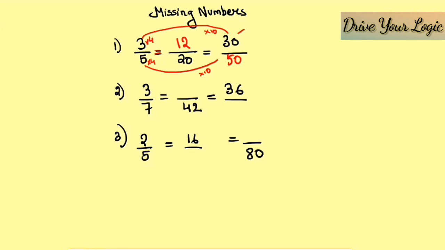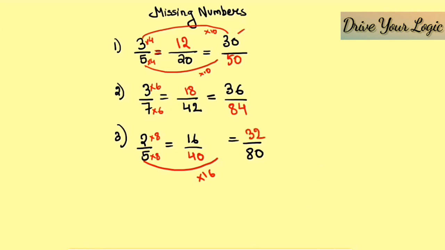Now 7 into how much is 42? 7 into 6. So 3 into 6 will be 18. Now 3 into how much is 36? 3 into 12. So 7 into 12 will be 84. Clear? 2 into 8 is 16. So 5 into 8 will be 40. So 5 into how much is 80? 5 into 16 is 80. So 2 into 16, how much? 2 into 16 will be 32.